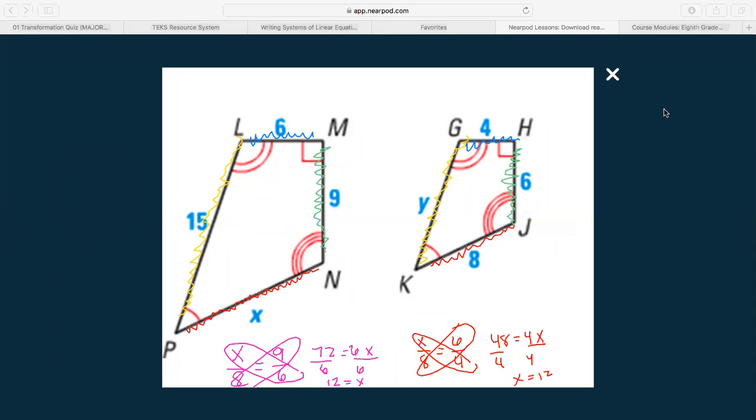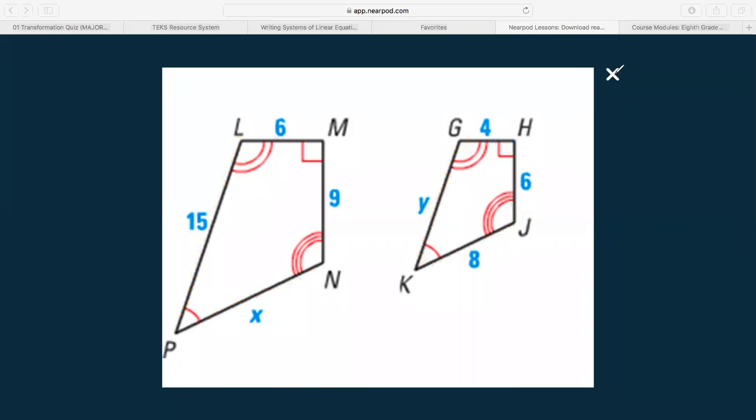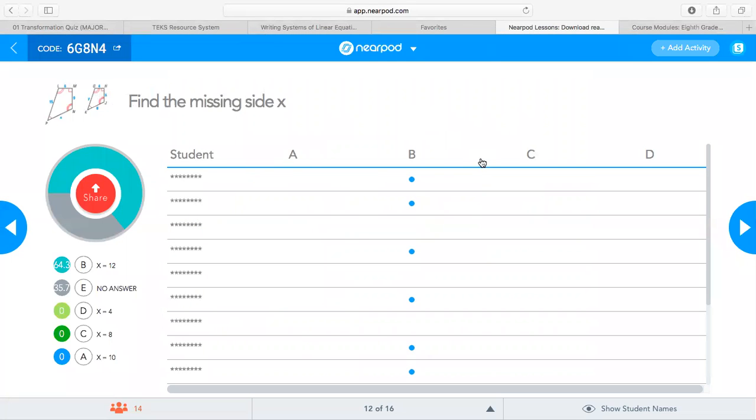Good. Okay. Let's see how we did on the poll. I don't even know how everybody did. Okay, for the people who answered. Okay. Good job, everybody. All right. Put your answer in. 5, 4, 3, 2, and 1.